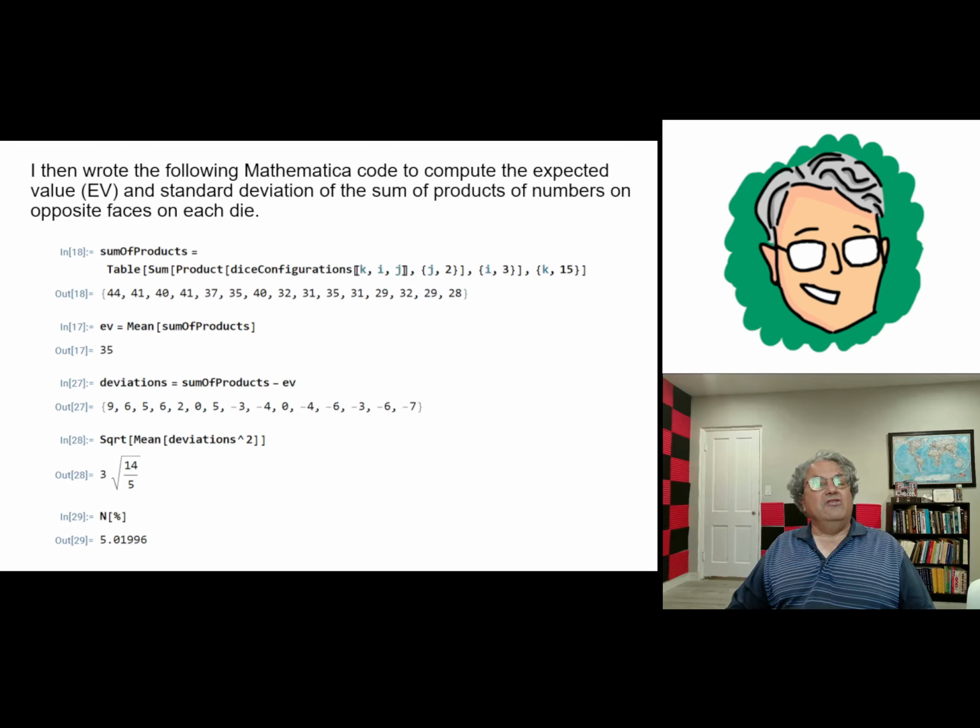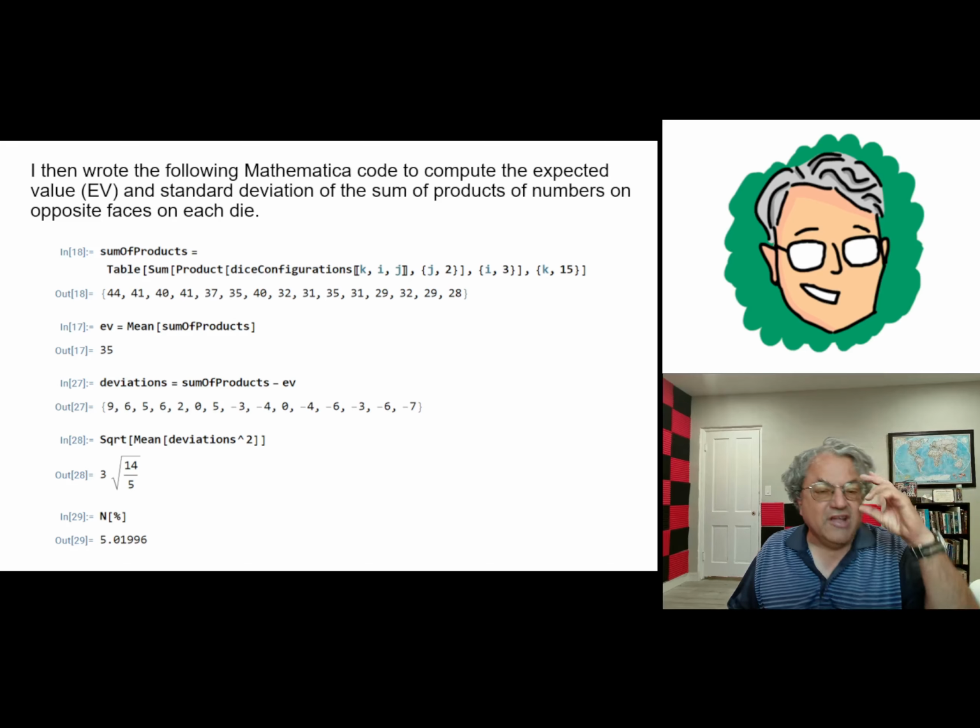Now what you do if you want to calculate the standard deviation, sometimes called root mean square deviation, is you have to square these numbers, which I didn't do explicitly here. But if you square all the deviations, calculate their mean, and then take the square root, that gives you the standard deviation. So that was the next command I did. I took the square root of the mean of the squares of the deviations, and I get this exact expression: 3 times the square root of 14 over 5.